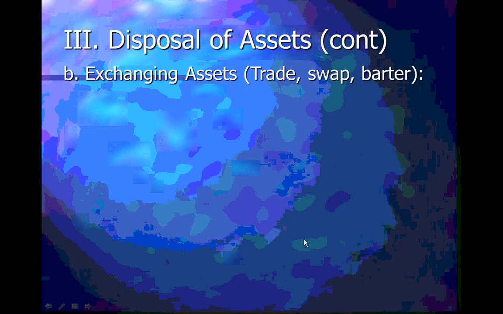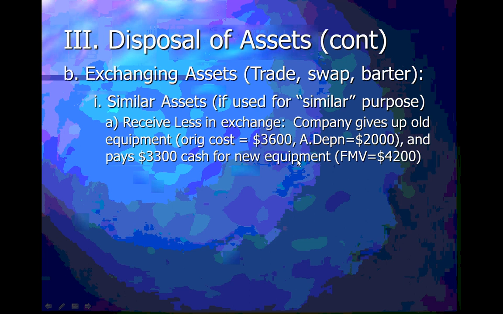Okay, and finally, what's happening here is what if we were to exchange assets? You can trade, you can swap, you can barter. Okay, if these assets are similar, in other words, if they're used for a similar purpose, I'm not going to go into FASB regulations of what that is. If we give up old equipment for an original cost of $3,600 with accumulated depreciation of $2,000, and you can see right there the net book value is going to be $1,600, and we paid $3,300 cash for new equipment that had a fair market value of $4,200.